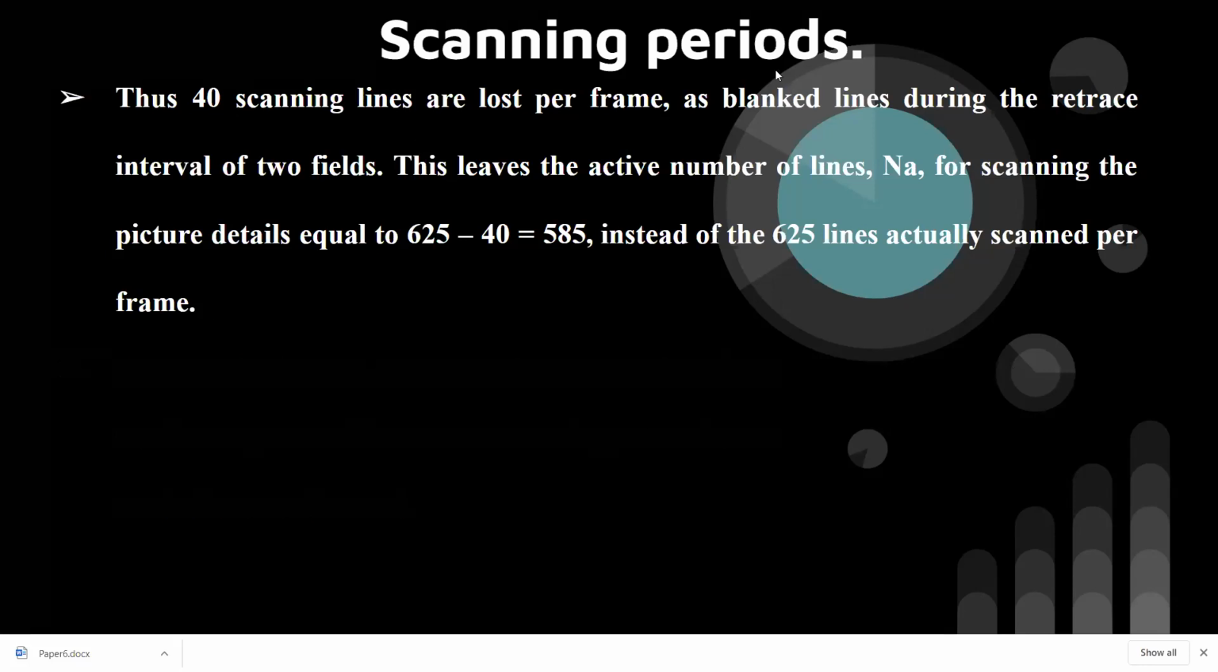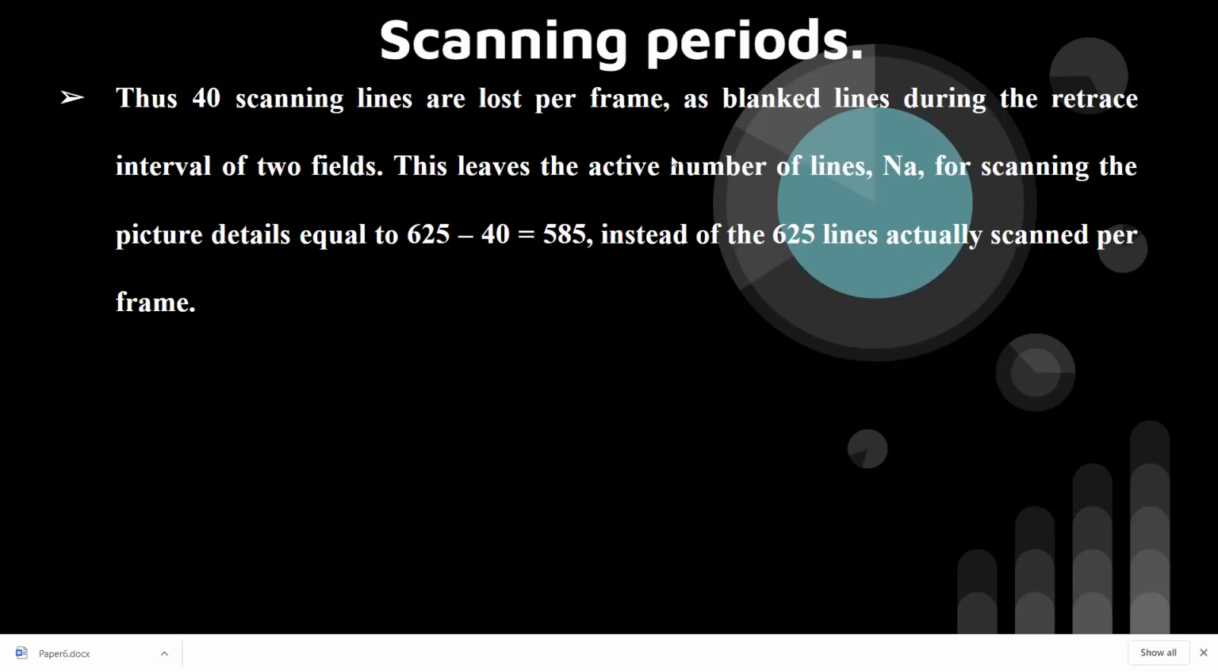With this knowledge, we get the required number of scan lines. The active number of lines for scanning the picture details is our total minus the lost scan lines. So 625 minus 40 gives 585 instead of 625. This interlaced scan holds the entire operation from 625 to 585.